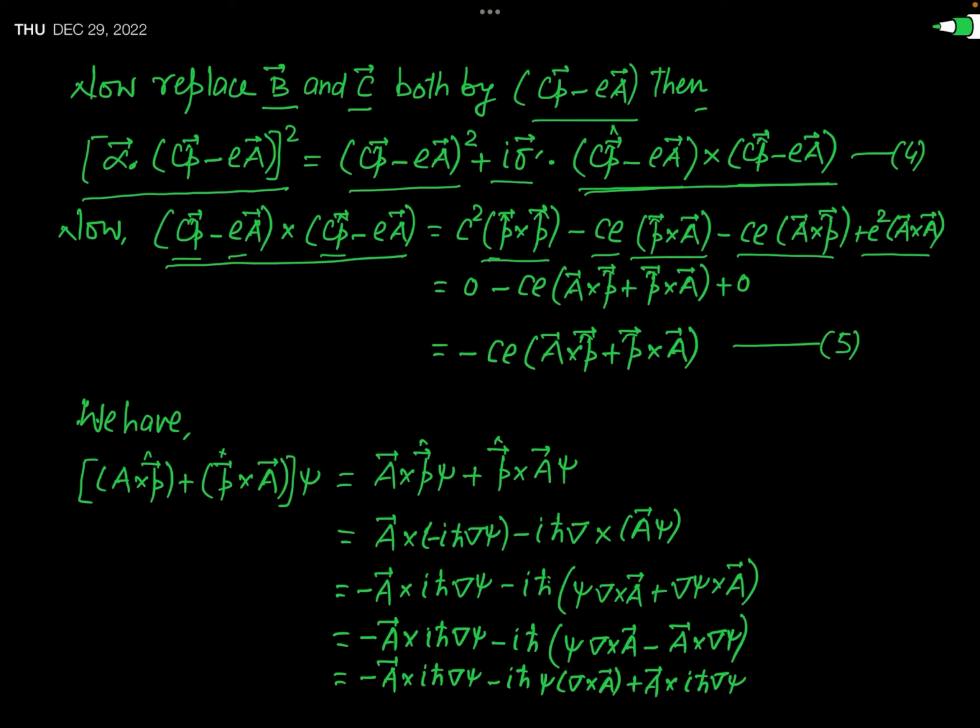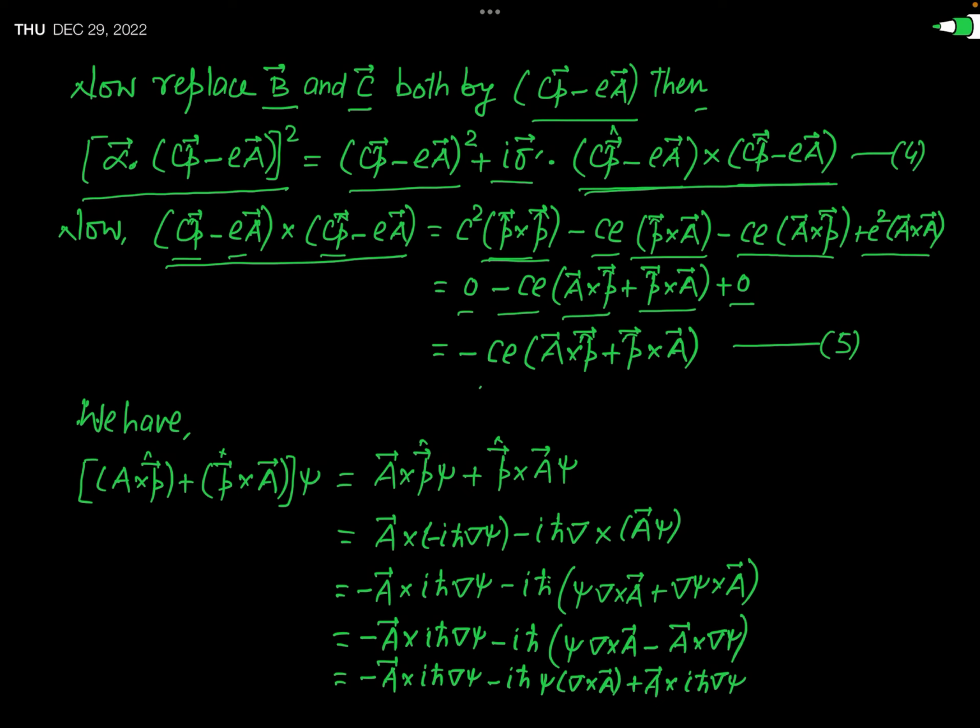Now this p cross p is equal to 0, this A cross A is also equal to 0, okay? So the first and last terms are 0, and in the remaining two terms, you can see we can take minus ce as a common factor, and then the remaining terms will be A cross p plus p cross A, okay?